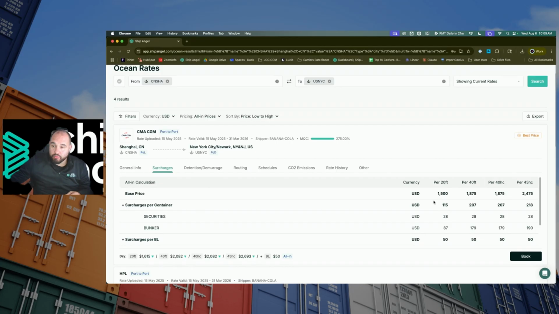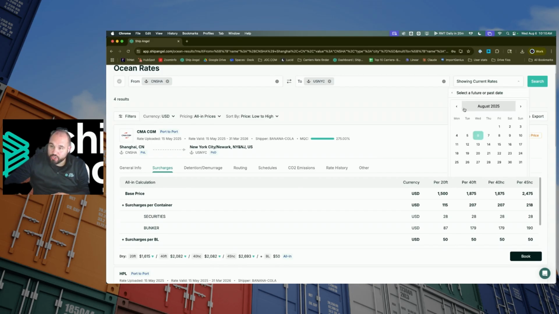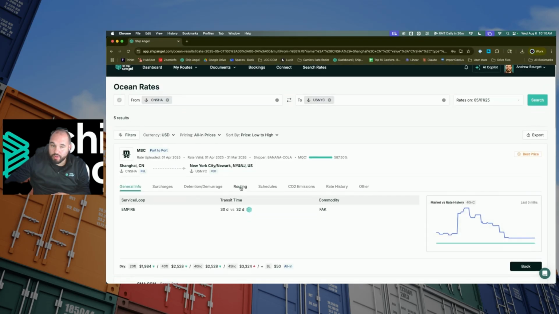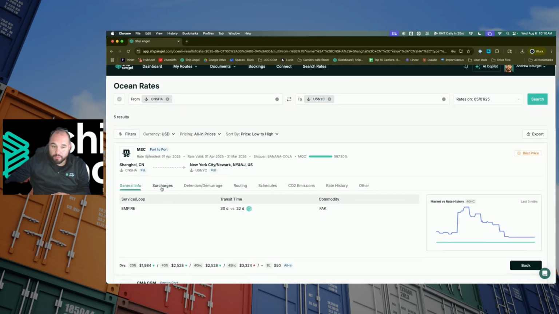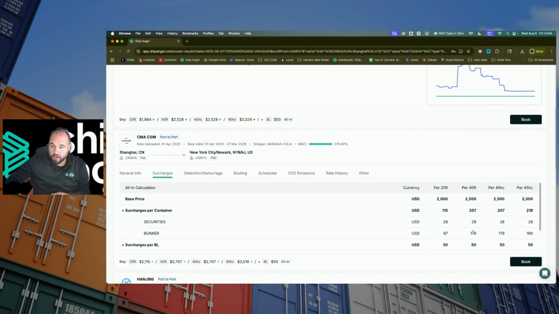Additionally, in the rate card, we can break out the individual surcharges. So we can know, based on the base rate, the security charges, and the bunker, how I get to that total all-in cost of $2,082 per 40-foot container. What's super useful here is, as rates change over time, I can go back to May 1st and understand, hey, my bunker is $179, but on May 1st, what was my bunker charge? When I go back to May 1st and go to the CMA rate card, we can see my bunker is $179.